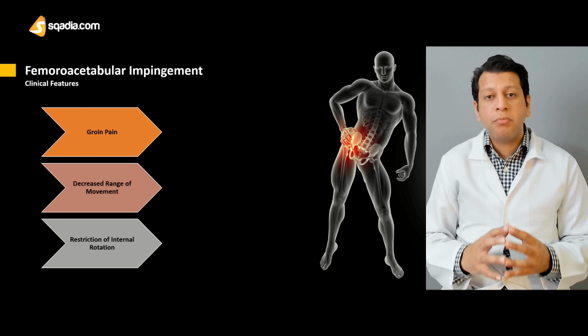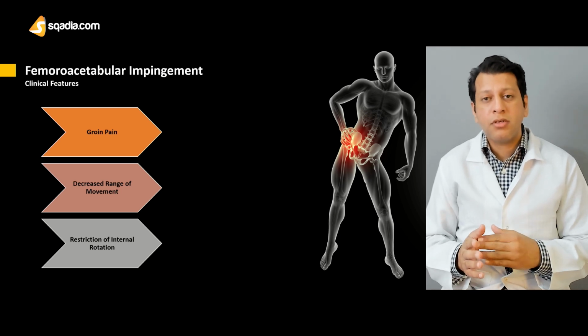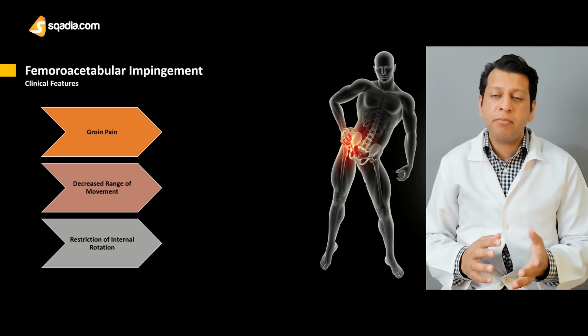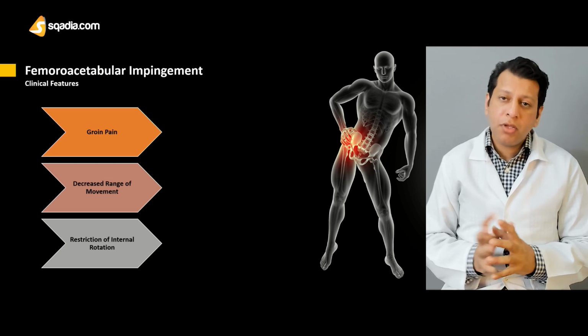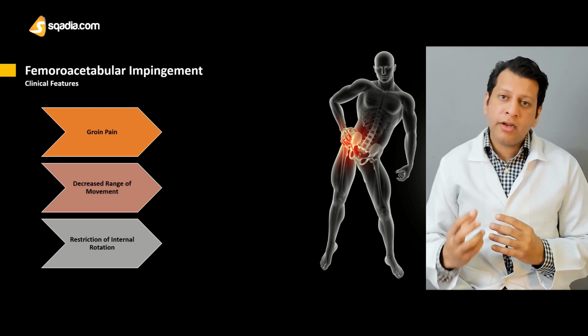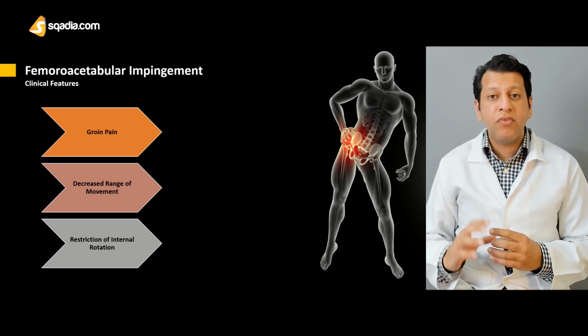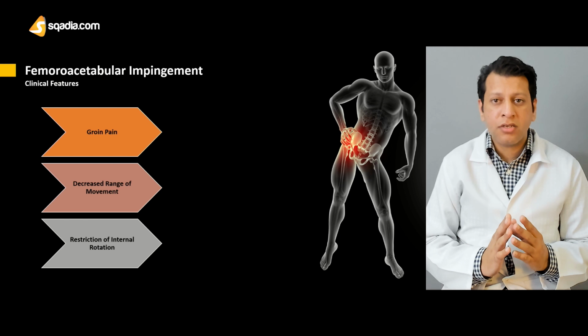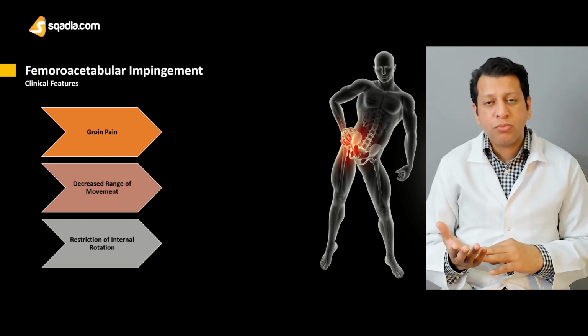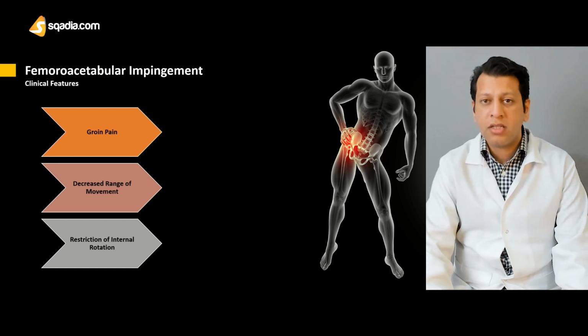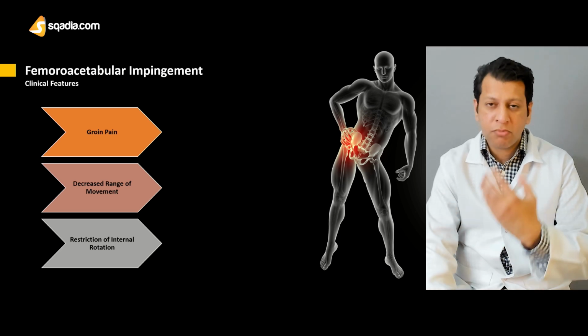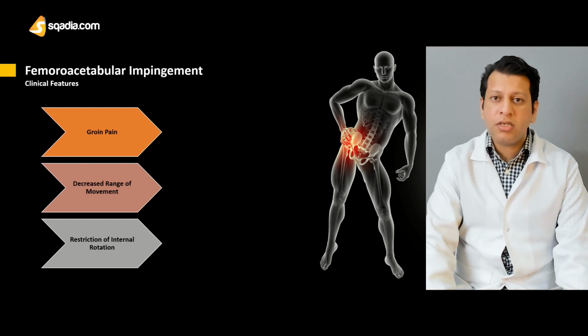For example, once the patient has some sort of cam type impingement, there may be an abnormal head neck ratio, or there may be an abnormally deformed head, which may decrease the internal rotation, and the patient may have some sort of externally rotated contracture at the hip joint, which may mimic SCFE, which may eventually mimic hip osteoarthritis as well.